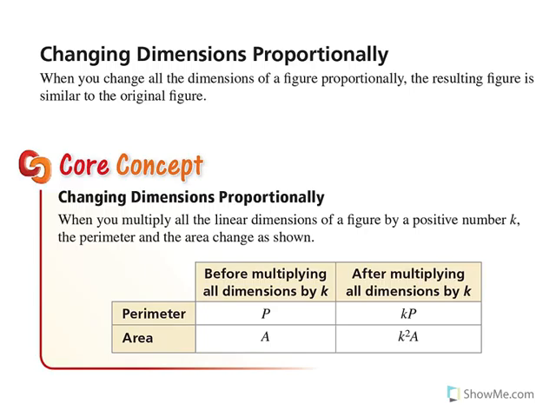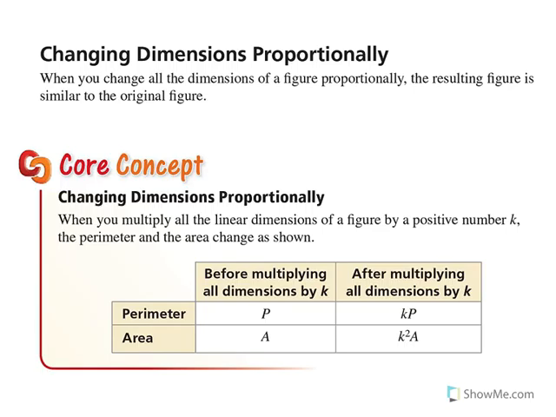Okay, and when we change them proportionally, it means that the resulting figure is going to be similar. So now we're going to have an original shape, and then we're going to have a similar shape, just like when we talked about similarity before in previous chapters. We talked about dilating a figure by a scale factor. It creates a similar figure whenever we do that. And so that's what we're going to be looking at here.